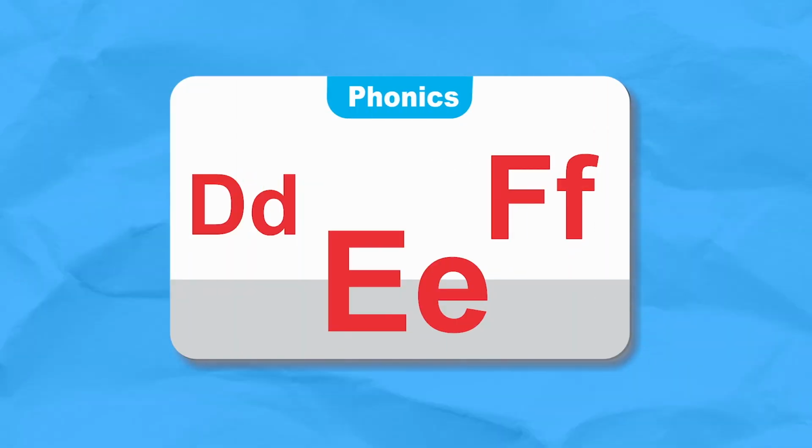Okay. Today we're going to look at our letters D, E, F. We'll look at some fruits, our body, and some pets. Are you ready? Yes. Okay, all right. Now let's start with our letters.